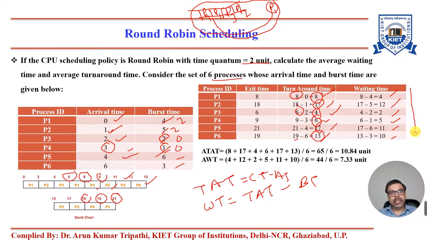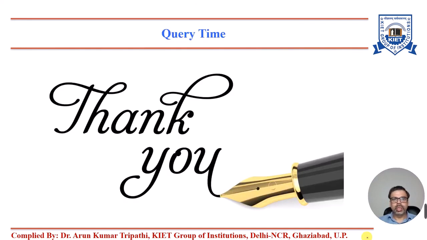Now coming to the average turnaround time and average waiting time. This can be calculated by summing all individual turnaround times divided by the number of processes, and summing all individual waiting times divided by the number of processes. So this will be the answer. So this was all about round robin scheduling from my side.